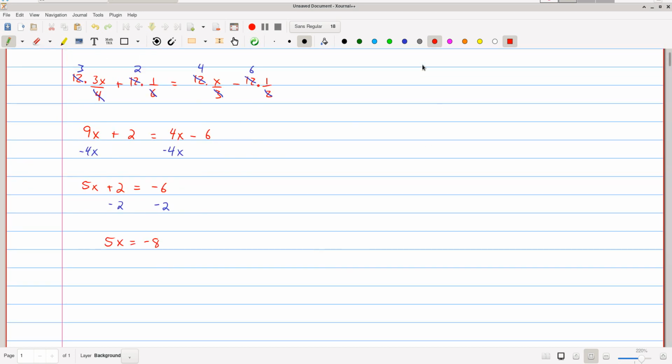And then finally, to get x by itself, we can divide both sides by the coefficient. Divide both sides by 5. So now we have x equals negative 8/5.